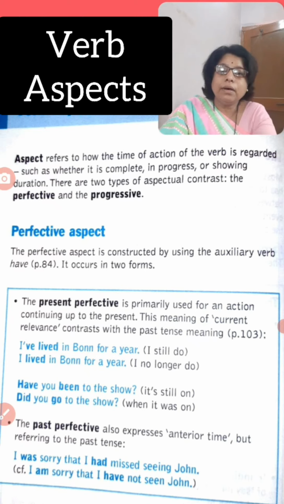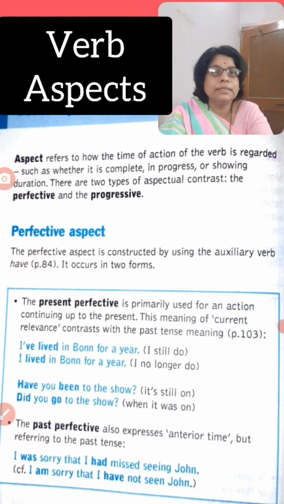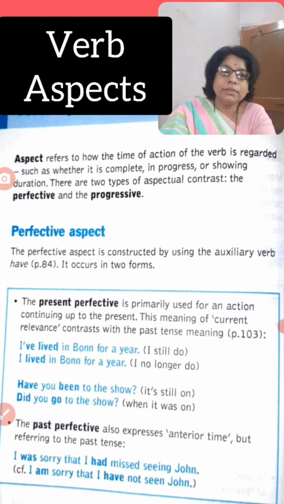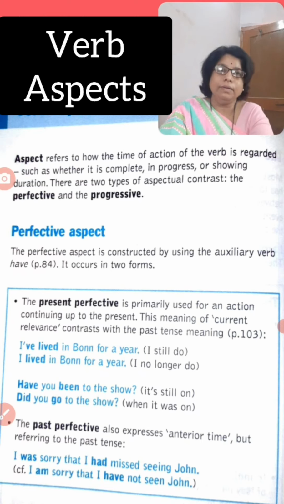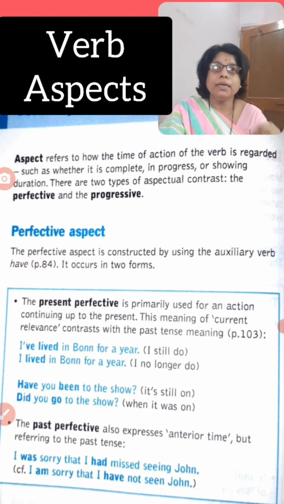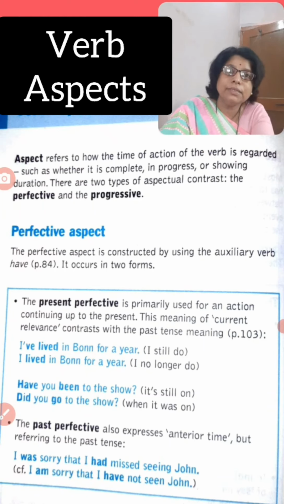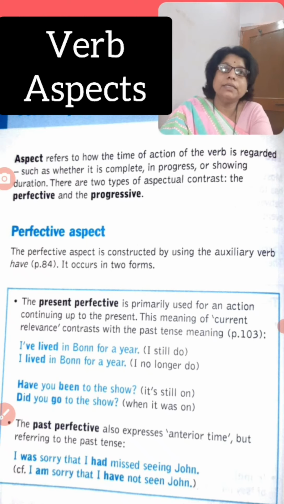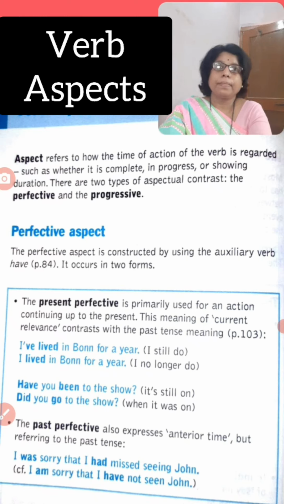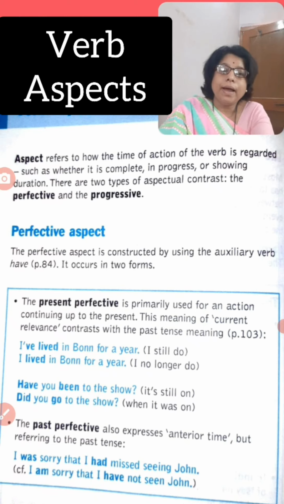So, this aspect is how the time of the verb is considered, regarded, that is, whether the action is complete, or in progress, or showing duration. So there is some arrangement of the verb, some construction related to the verb, that throws light on these things, that is, whether the action is complete, whether it is in progress, whether it continues, or whether it shows the duration, and that is known as the verb aspect.